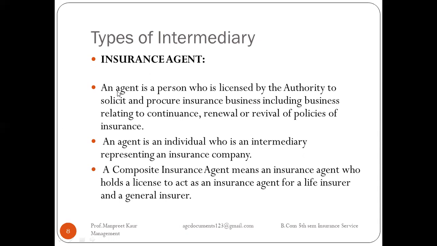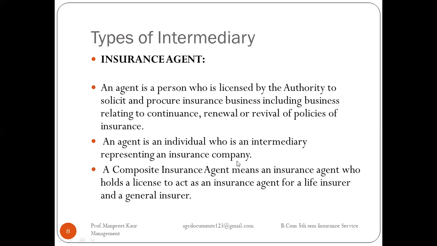Whenever any kind of decision is taken, that is, to ask for a decision or try to obtain something from a third party, that is, from someone. For which purpose? To procure insurance business, which may include the business relating to the continuance, renewal, or revival of policies of insurance. So the overall meaning of an insurance agent is a person who is hired for selling a particular kind of insurance policies, who has the particular license from the authority. For which purpose? To procure or run the insurance business, which includes business continuance, business renewal, or renewal of certain kinds of policies included in insurance. So basically an agent is an individual who is an intermediary that represents an insurance company.